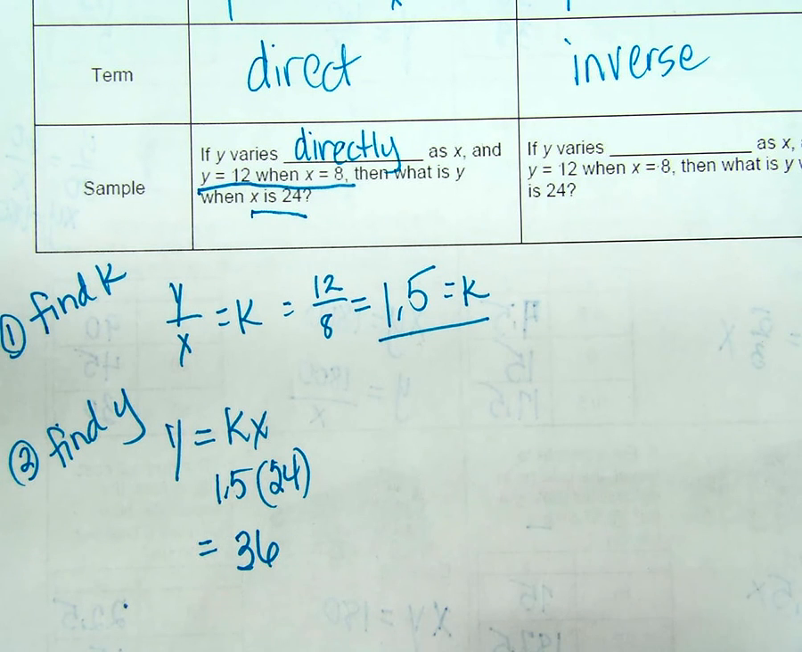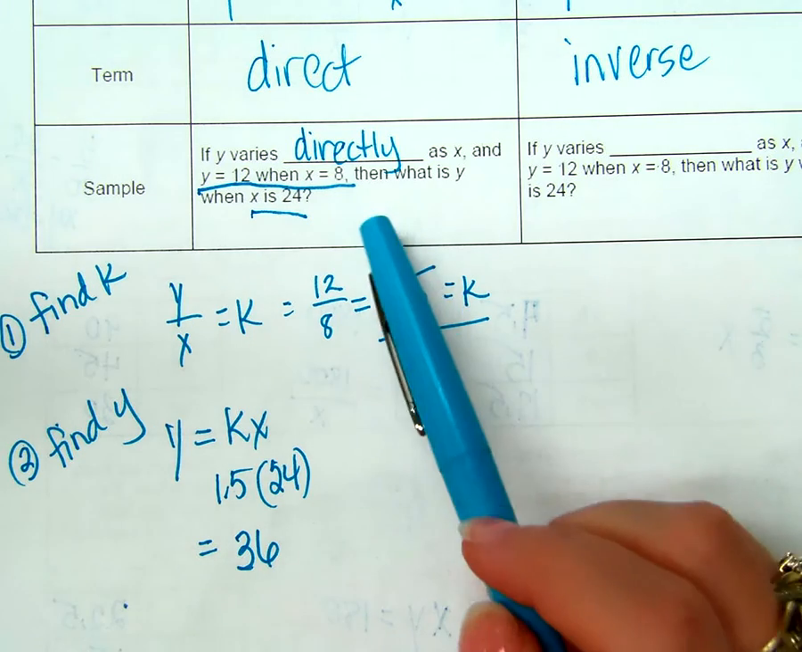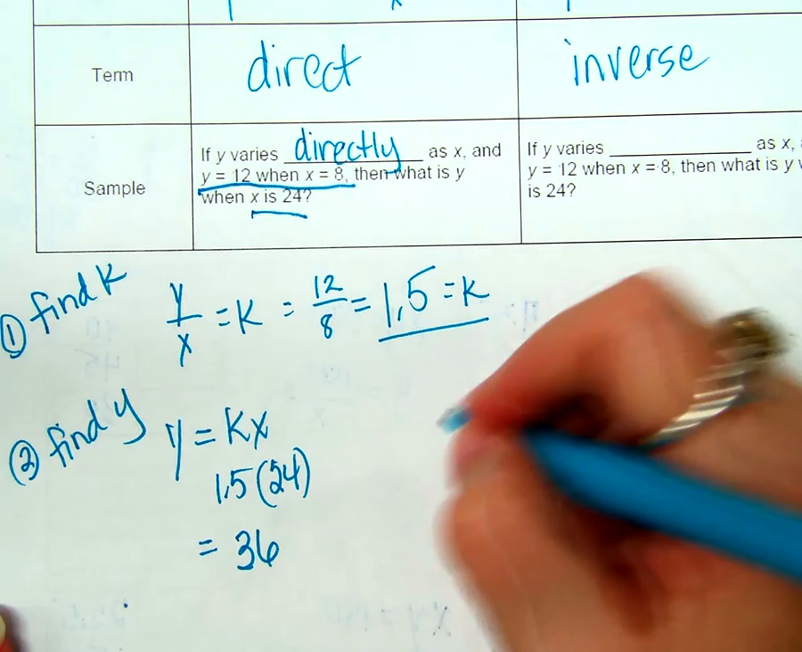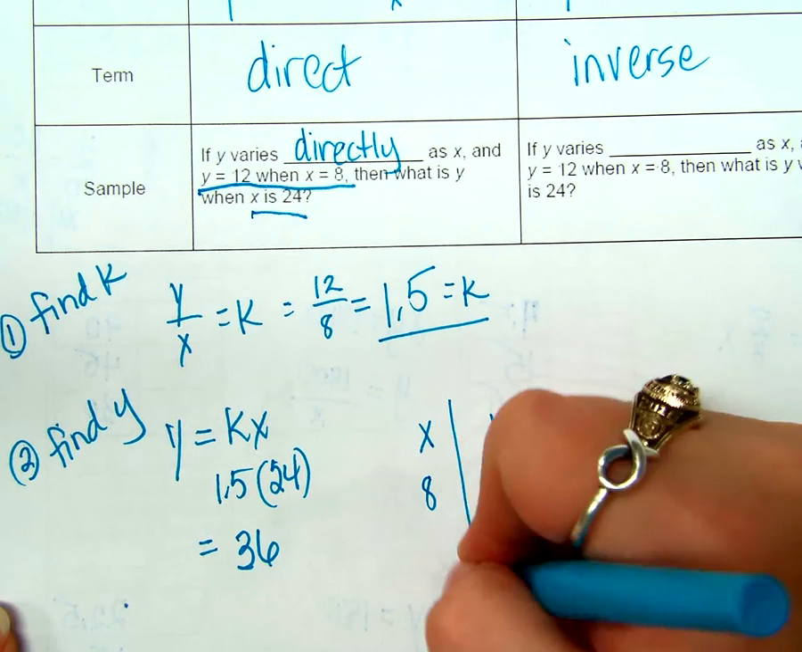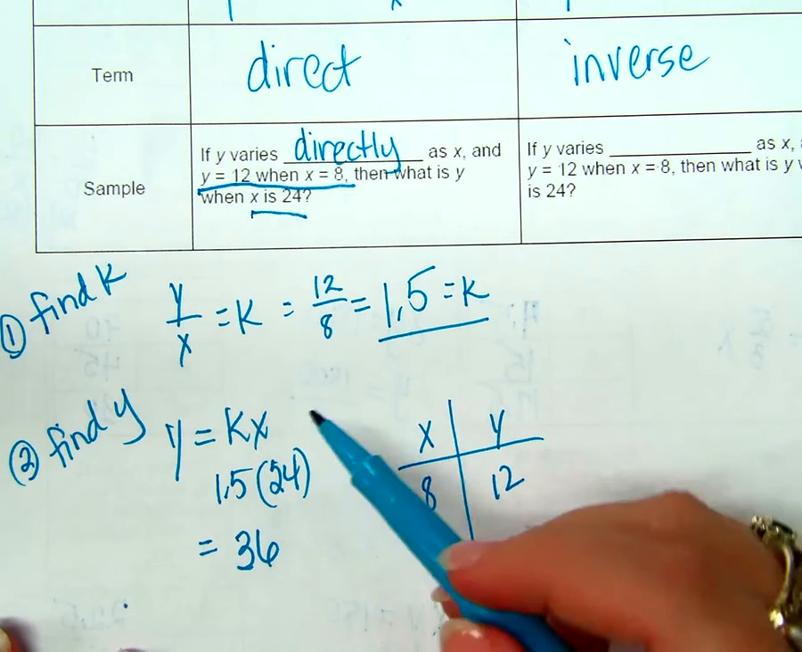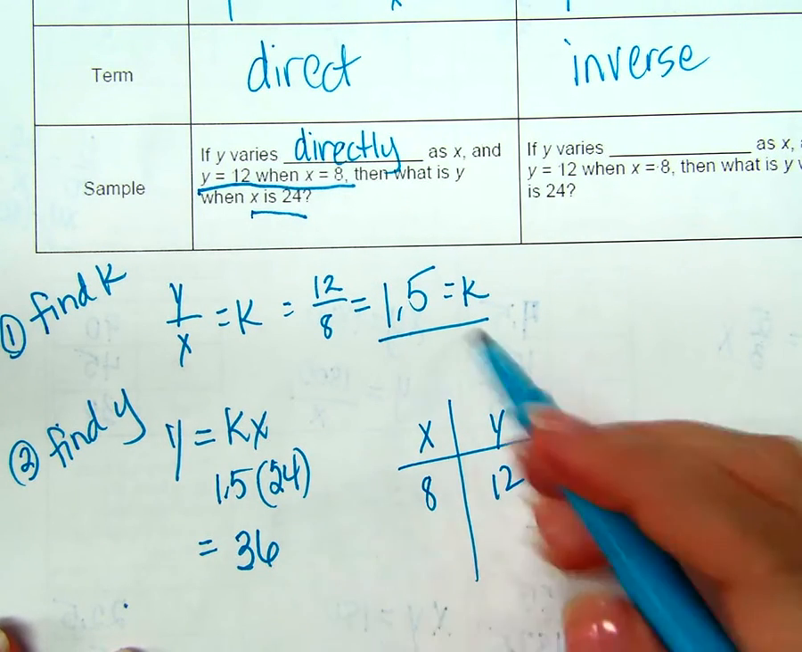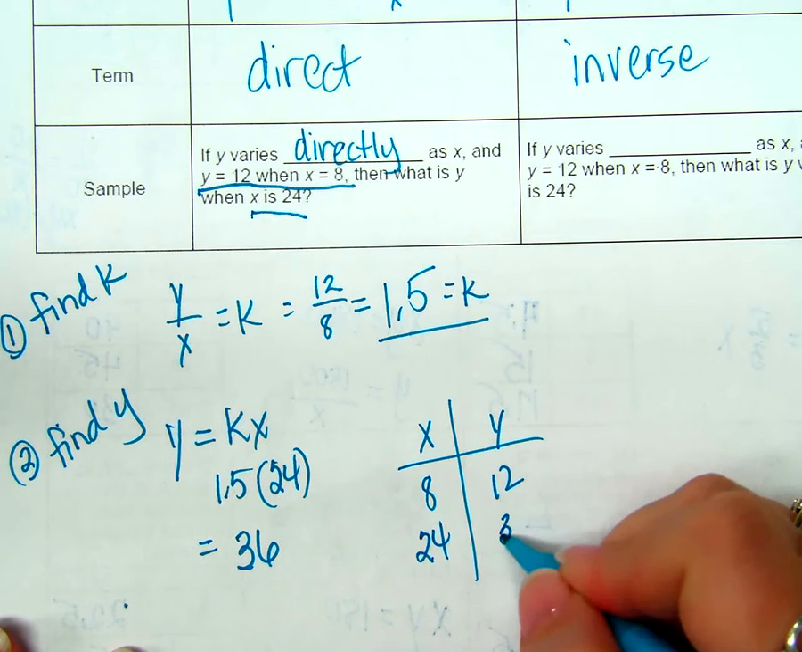So let me make sure this makes sense. X is 8, y is 12. Now, x was 24, and y is 36.